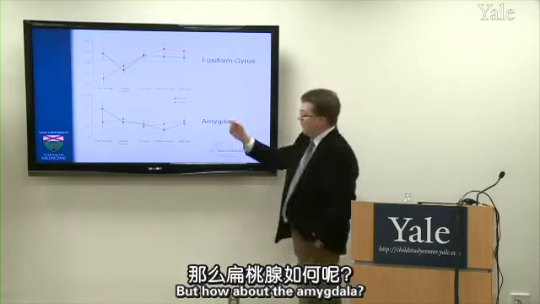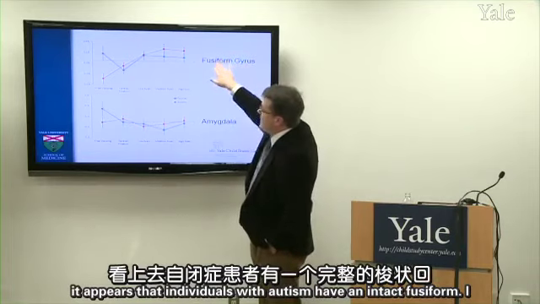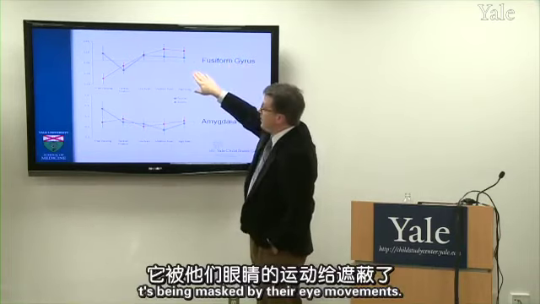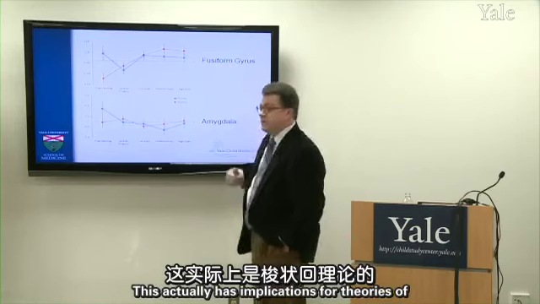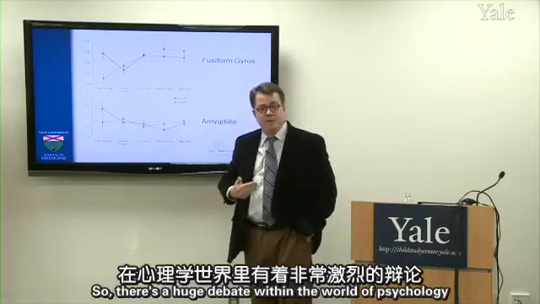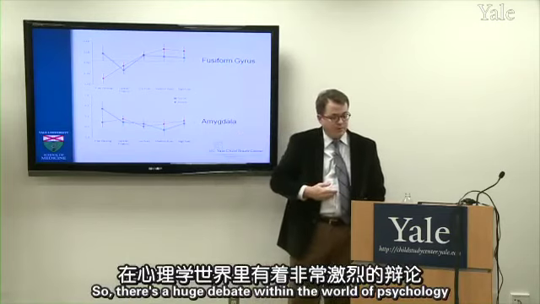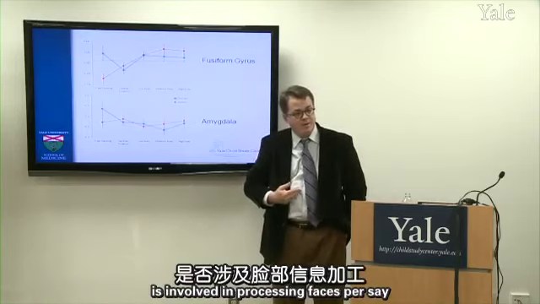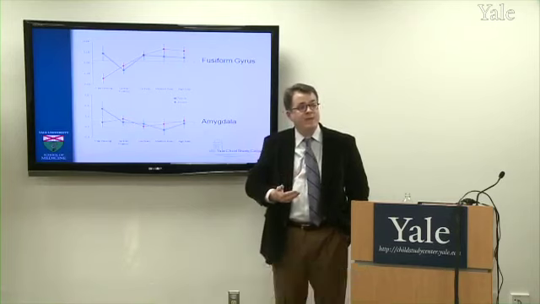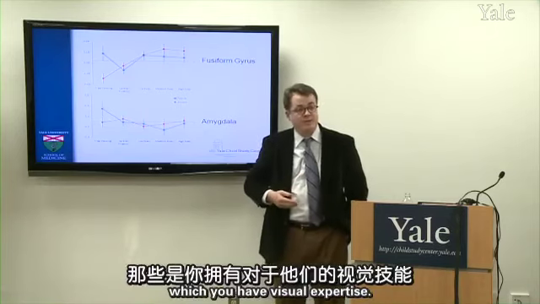But how about the amygdala? So it appears that individuals with autism have an intact fusiform. It's being masked by their eye movements. This actually has implications for theories of where the fusiform comes from to begin with. So there's a huge debate within the world of psychology about whether or not the fusiform face area is involved in processing faces per se versus other categories of objects for which you have visual expertise.